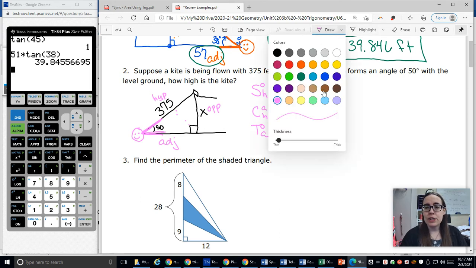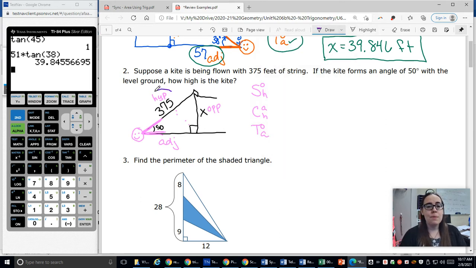And let's see what two sides we are working with. I know my hypotenuse is 375, and I'm trying to find the opposite side. So the trig function that has my two check marks is going to be sine. So I know I'm going to be working with sine. Am I trying to find an angle with inverse, or am I going to cross multiply because I want a side? I'm looking for a side, so I know I'm going to cross multiply.